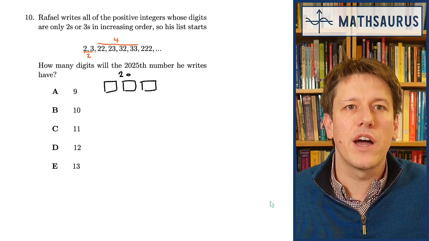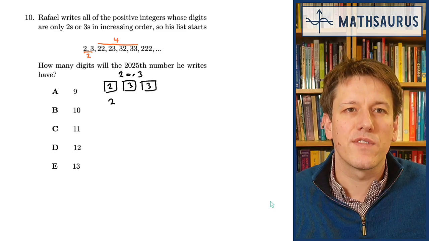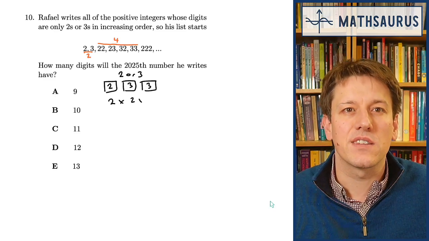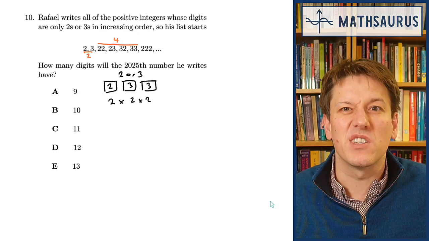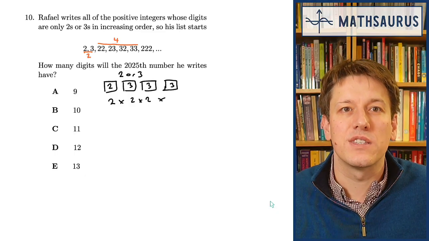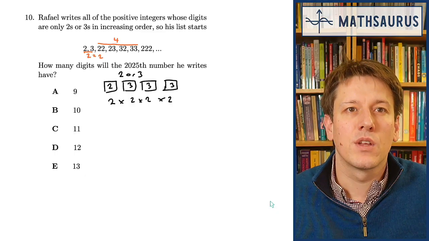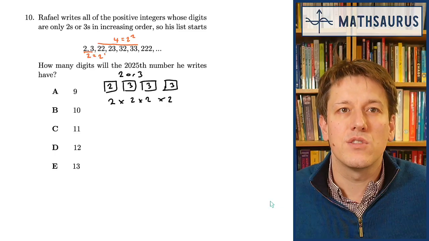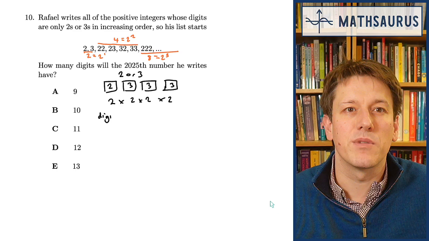Well, we've got to put either a 2 or a 3 in each of these boxes. So there's 2 choices for the first one, then 2 choices for the second, and 2 choices for the third. That would give us 8 possible 3-digit numbers with just 2s and 3s in them. If I add a 4th digit, then I've got another 2 choices there, so that would be 16 choices for 4-digit numbers. So we've got 2 to the 1, 1-digit numbers, 2 squared, 2-digit numbers, 2 cubed, 3-digit numbers, 2 to the 4, 4-digit numbers, and so on.